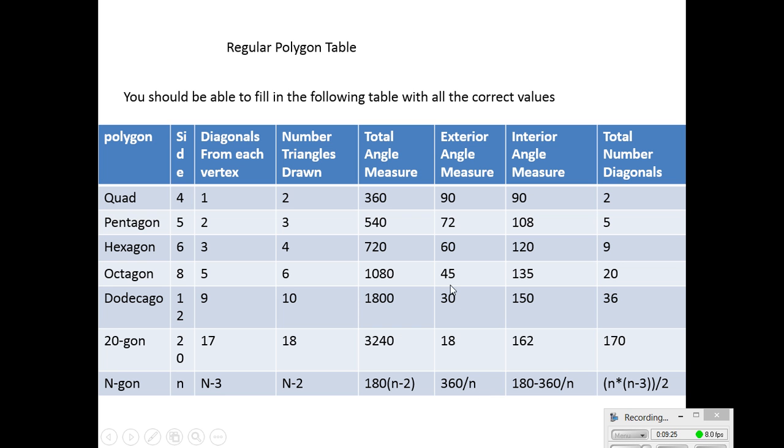So as you can see, these figures, the interior and the exterior, are supplementary. Then we have the total number of diagonals, which we get by this formula. I'm not going to worry about that too much right now. We'll see that coming later.